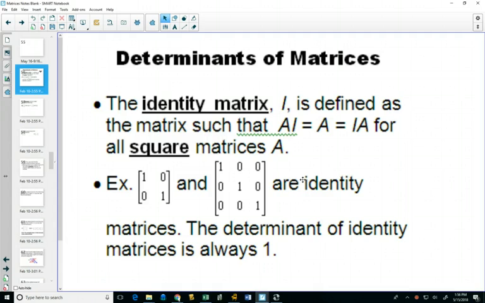Today we're going to learn about determinants of matrices. There is the identity matrix, which we already know the definition of. It is a square matrix, and there are 2x2 and 3x3 matrices. The determinant of the identity matrix is always 1. So what is a determinant?